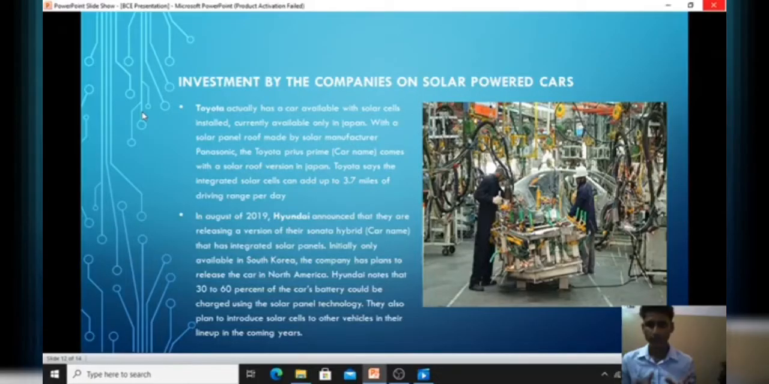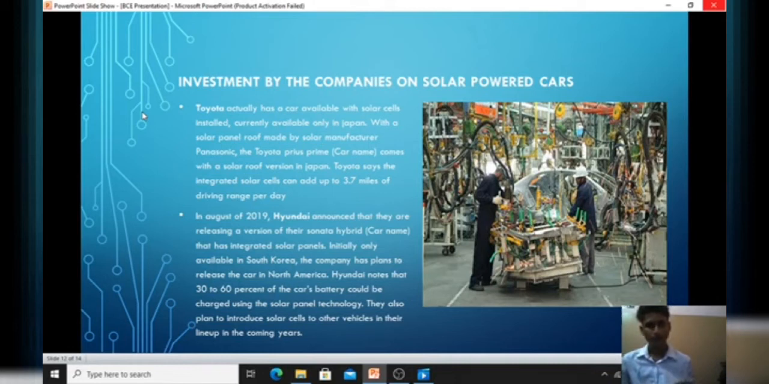Now I am going to discuss the investment by companies and brands in solar powered cars. There are so many brands and companies that have already invested a lot of dollars for this purpose, as we know, Toyota, Hyundai, etc. Toyota actually has a car available with solar cells installed already, currently available only in Japan.